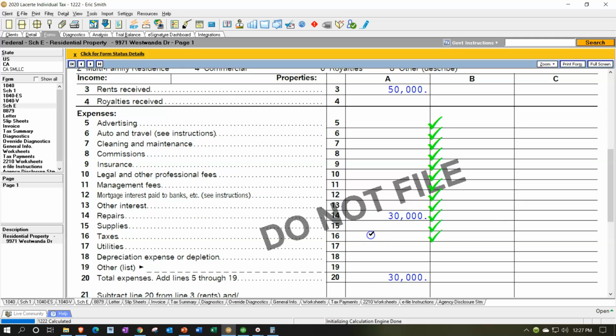Supplies, similar situation. Taxes, typically property taxes being the big one. It's going to be on the entire property, so you're going to have to allocate between business and personal. Utilities, probably going to have to allocate between business and personal. And then the depreciation, you're going to have to make sure that you set up your depreciation properly so that it's going to be doing the proper allocation. That'll typically be done in the tax software and not so much possibly on the bookkeeping side of things.